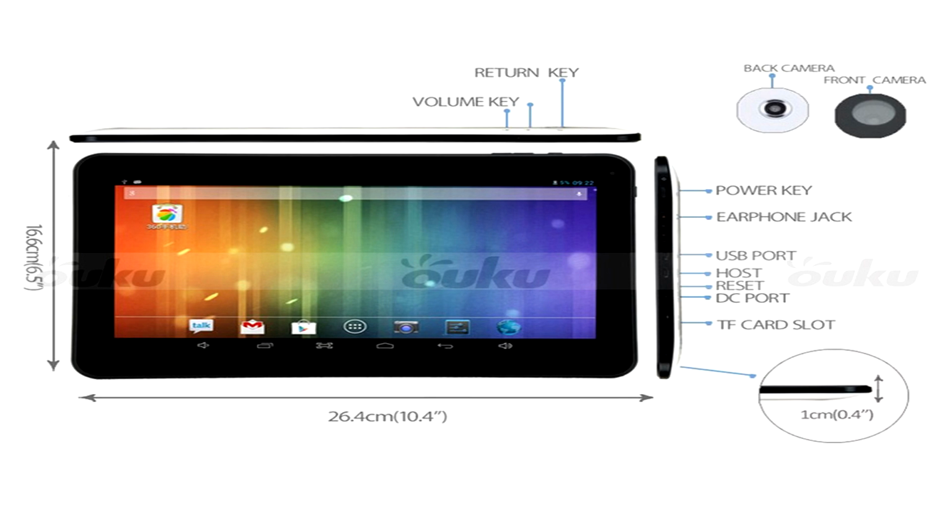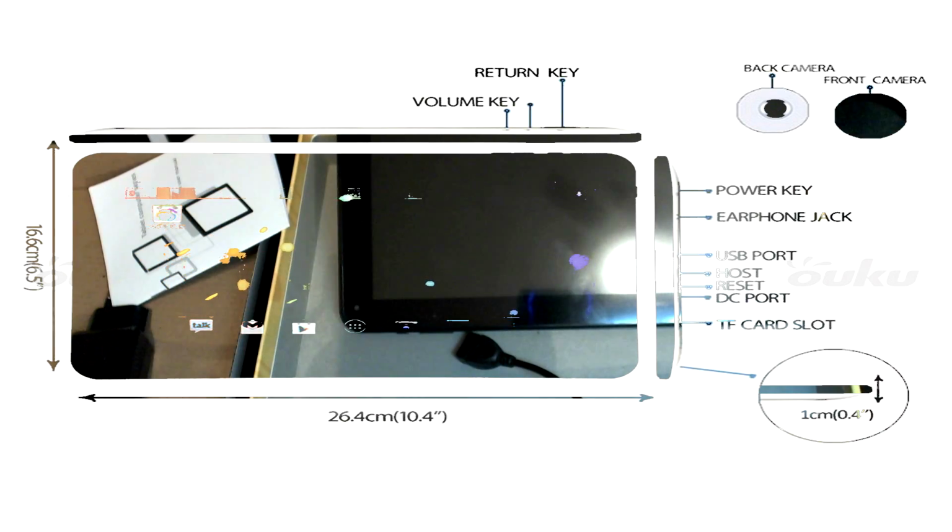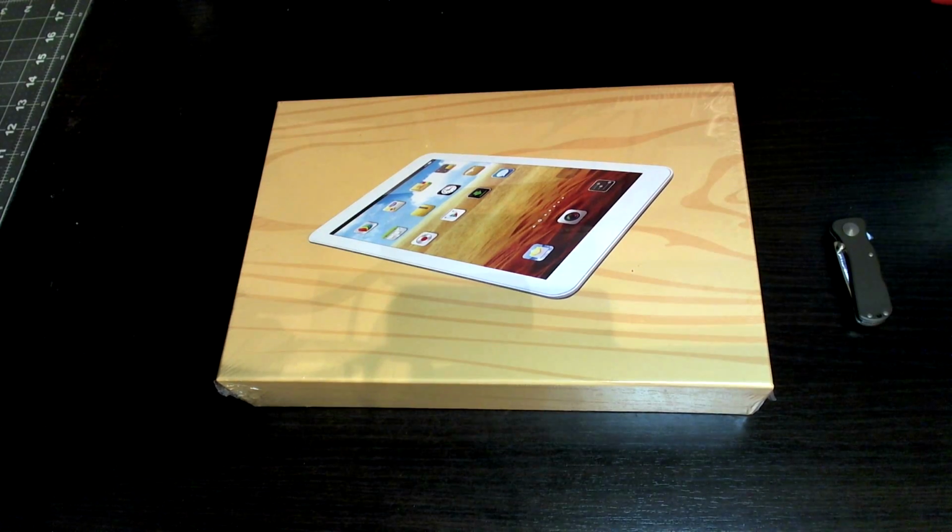Now, Oyuku has several tablets that are pretty much this exact same configuration with different memory configurations, and they're all sub-$100 tablets, so these are pretty much the cheapest tablets you can get. Let's take a look, unbox it, and see what you get.